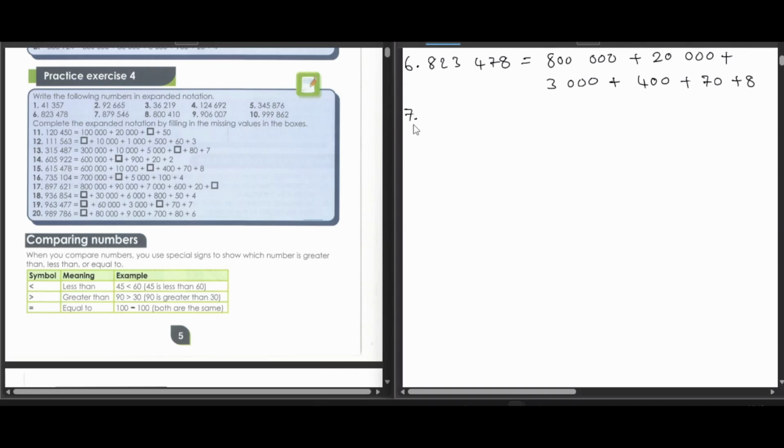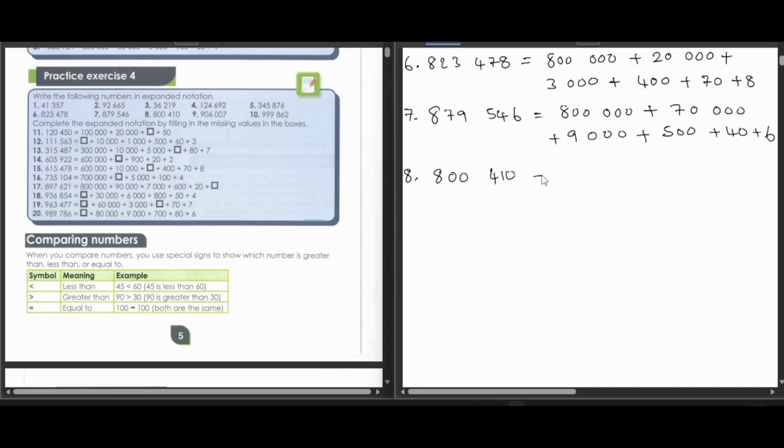Number 7, 879,546 is equal to 800,000 plus 70,000 plus 9,000 plus 500 plus 40 plus 6, like that. That's number 7.